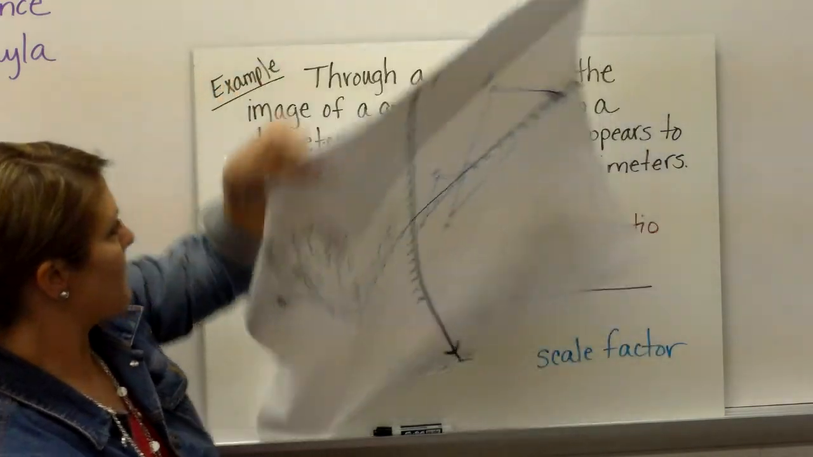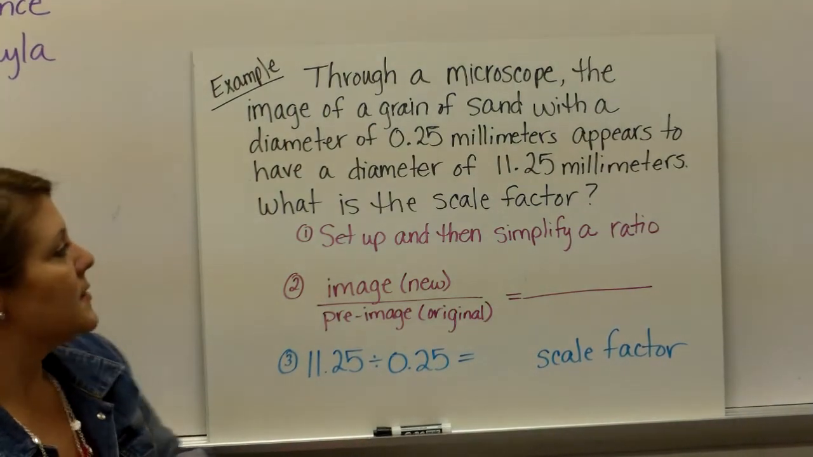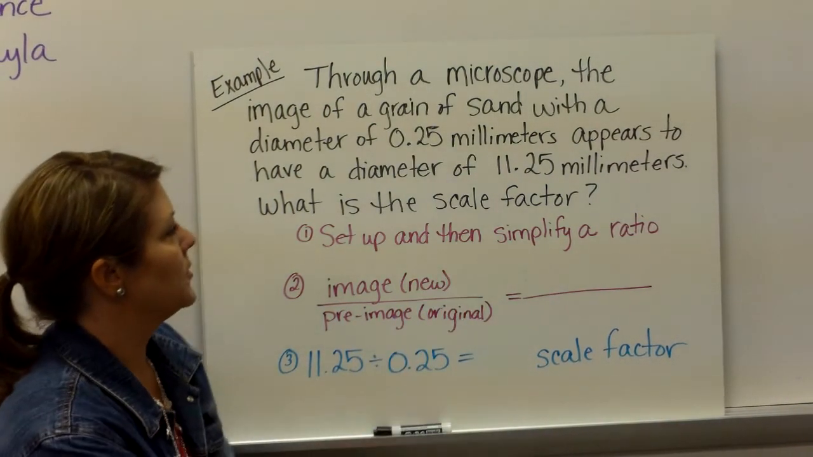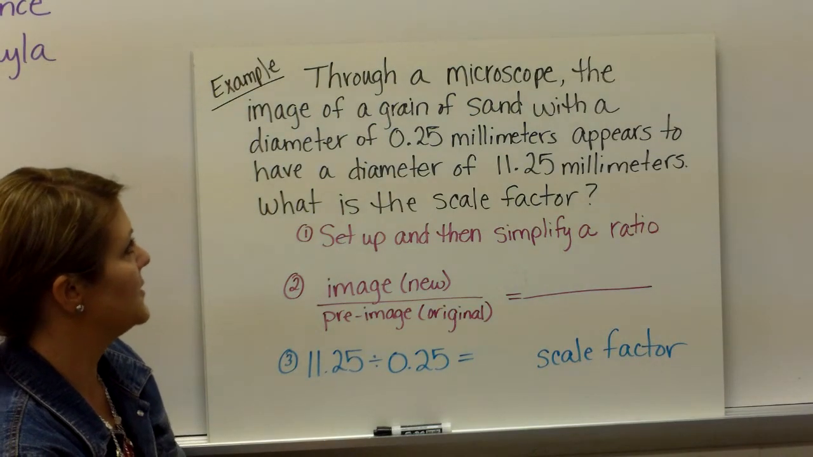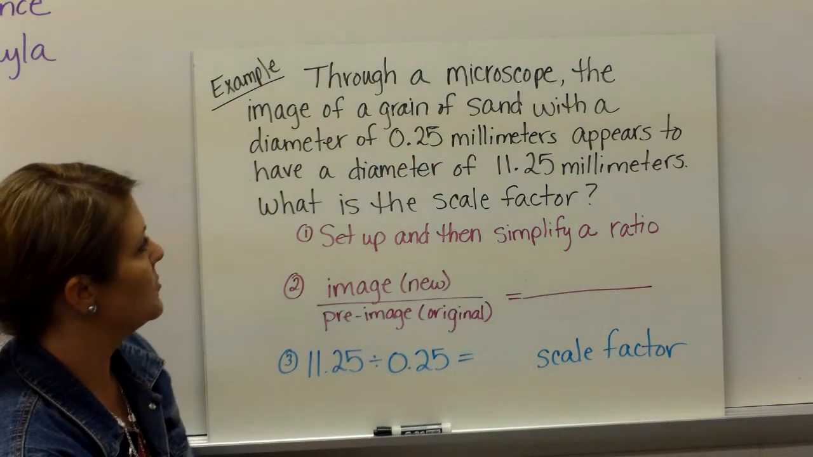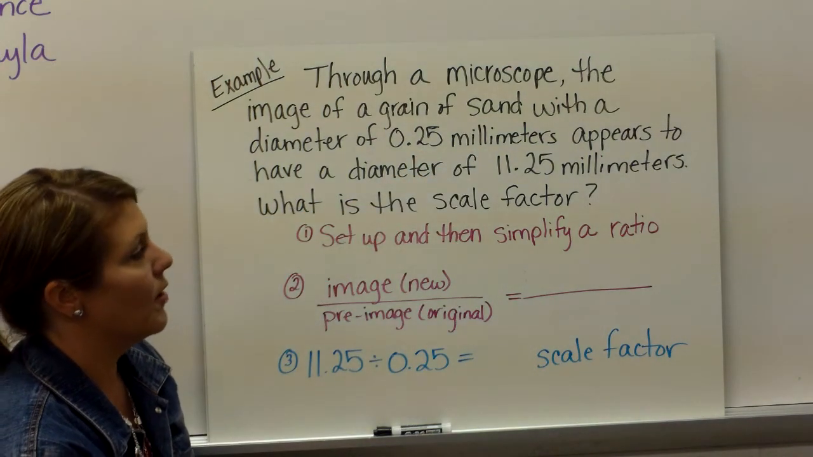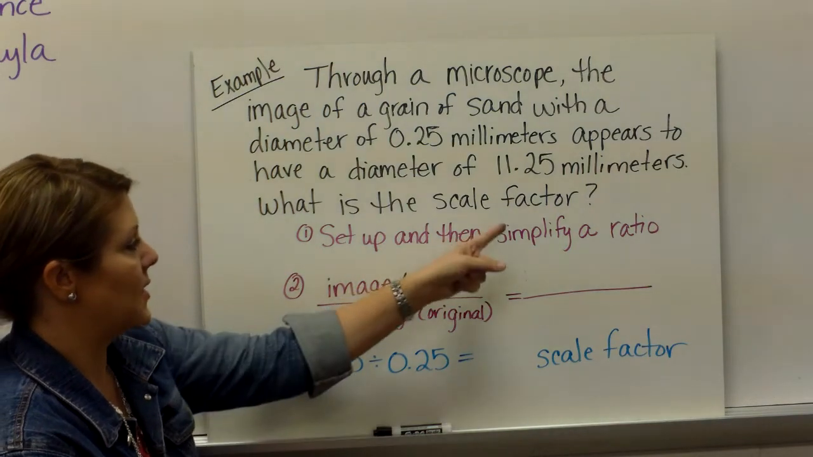You can also find scale factors from word problems. So we're going to do this one right here. Through a microscope, the image of a grain of sand with a diameter of 25 hundredths millimeters appears to have a diameter of 11 and 25 hundredths millimeters. What is the scale factor?